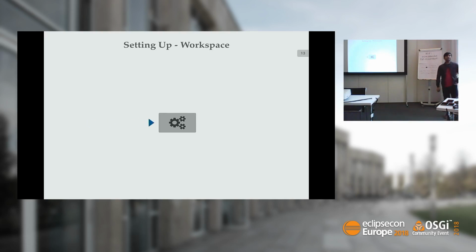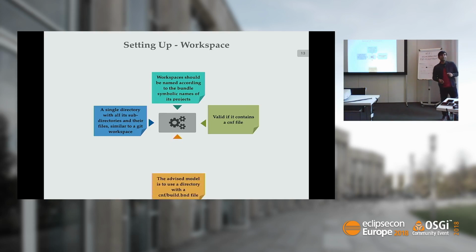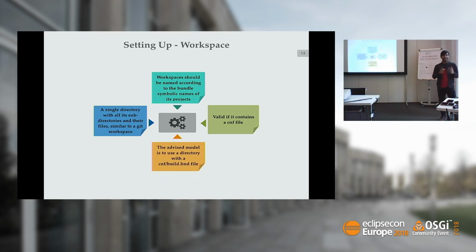A workspace is just a directory containing subdirectories, and all the subdirectories that we have are actually named according to the bundle symbolic names. So that means that in the workspace you have all the projects in a flat structured way. A workspace is completely valid if you just have a cnf file and you specify all your workspace specific configurations in this file. But the advised model is to have a cnf directory that comprises a build.bnd file, and in this build.bnd file you specify all the required configurations that you need for your project.